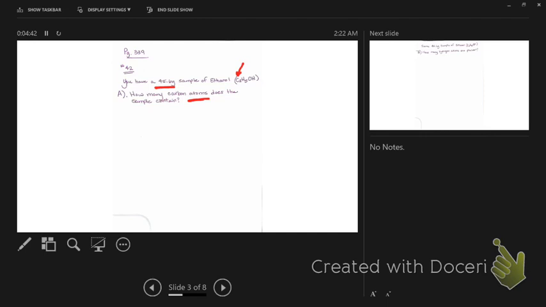Before I can figure that out, I need to find how many molecules I have of this, because this is a mass of ethanol, the compound. So I need to go from mass to molecules of the compound, and then I can go from the compound to the atoms. So let's start with that.